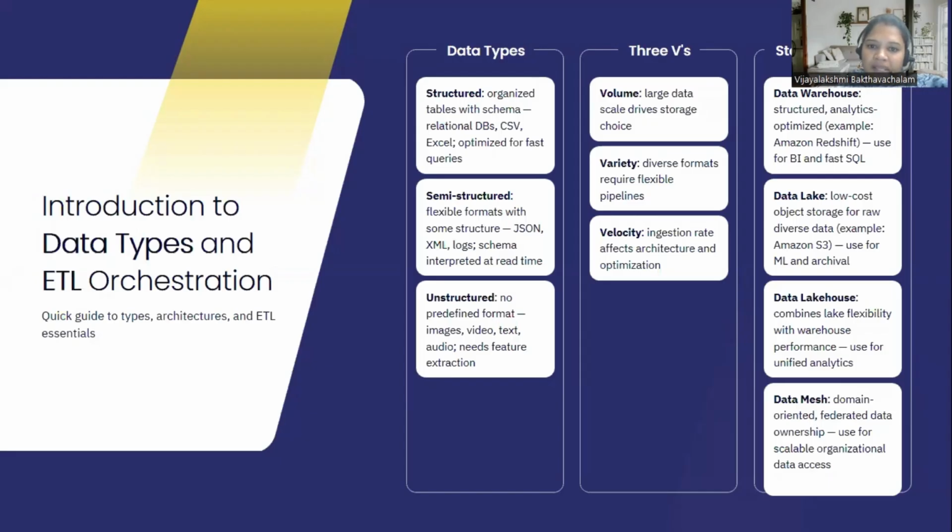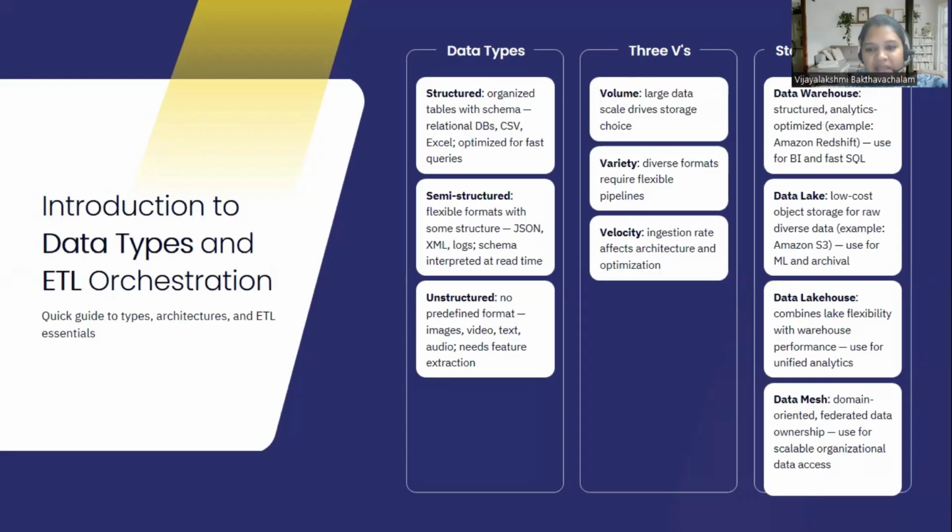Data can be broadly categorized into three different data types. The first one is the structured, the second is the semi-structured, and the third is the unstructured. Structured data type means it has a proper schema. Consider data in an Excel file, a CSV format, or data stored in a relational database.